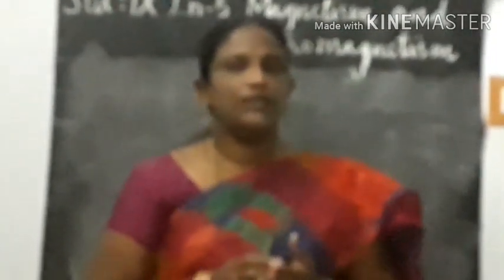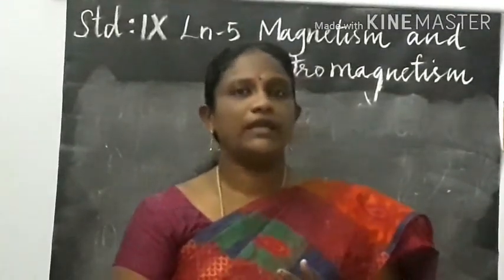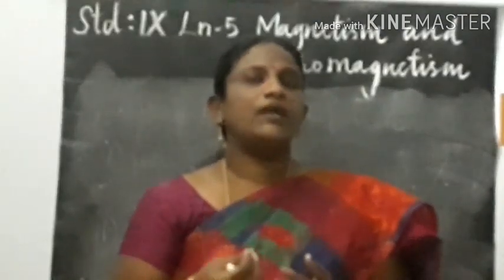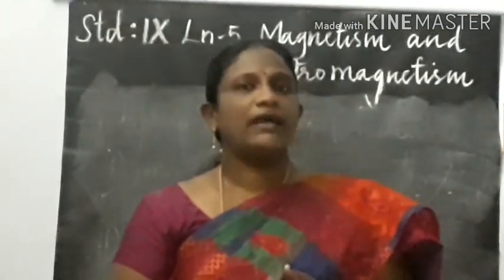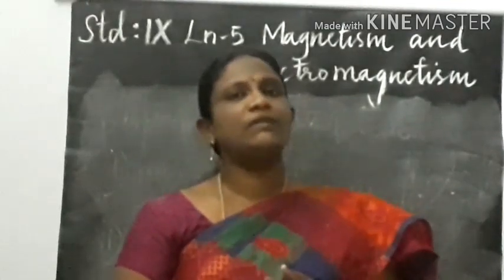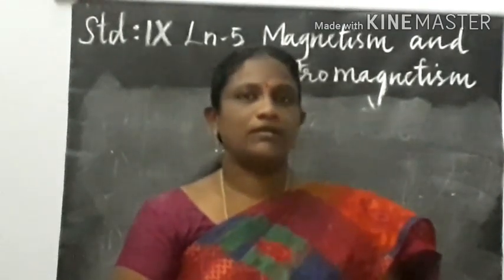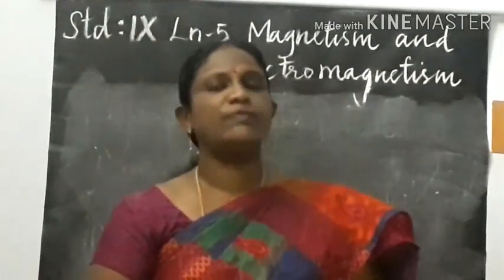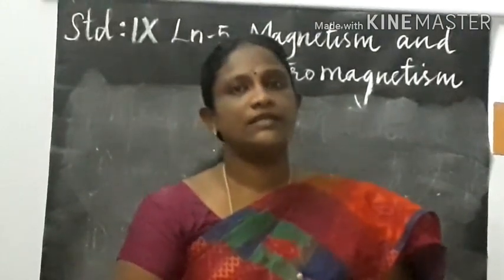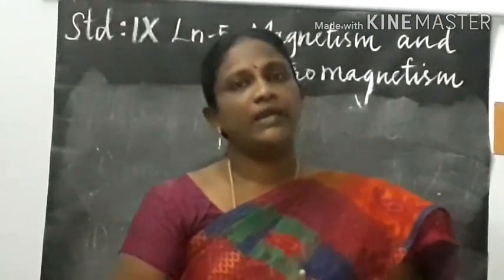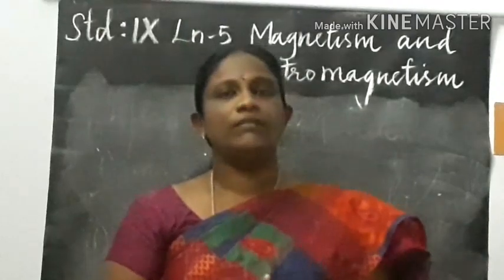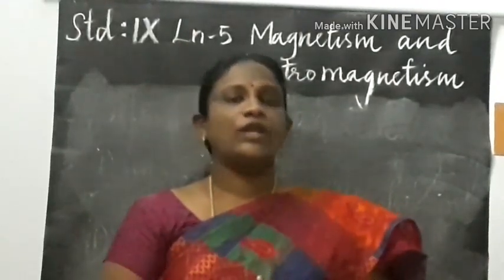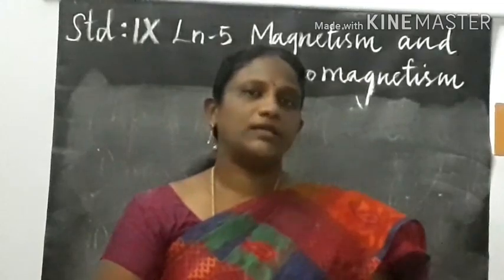Then we have learnt about the electric motor. Electric motors are devices which convert electrical energy into mechanical energy. The important parts of electric motors are the permanent magnet, coil, carbon brushes, split ring commutator and battery. And there are 4 parameters used to increase the speed of the coil: increasing the current in the coil, increasing the number of turns in the coil, increasing the area of the coil, and also increasing the magnetic field.